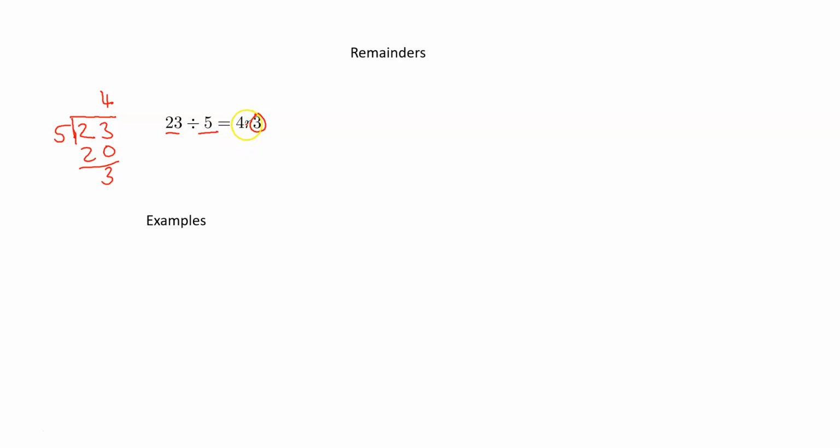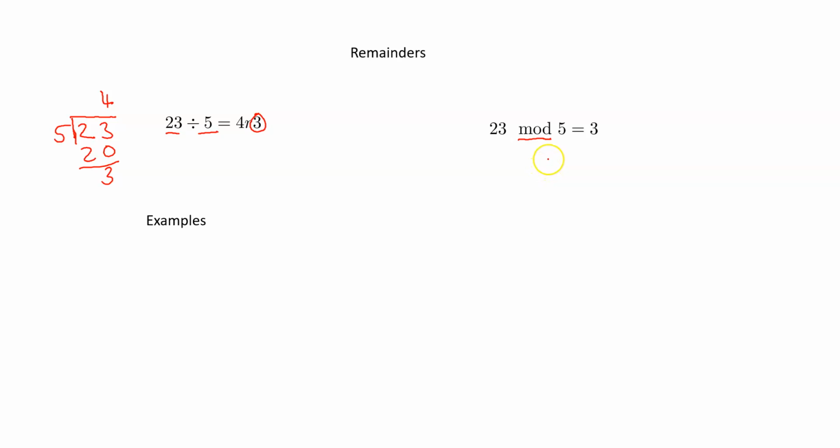There's a couple ways that we notate remainders in math. Probably the most common way is to use this word mod. So if I say, what is 23 mod 5? That's 3. What this is really asking is, if I take 23 and divide it by 5, what remainder will I have? That's one way to do it.